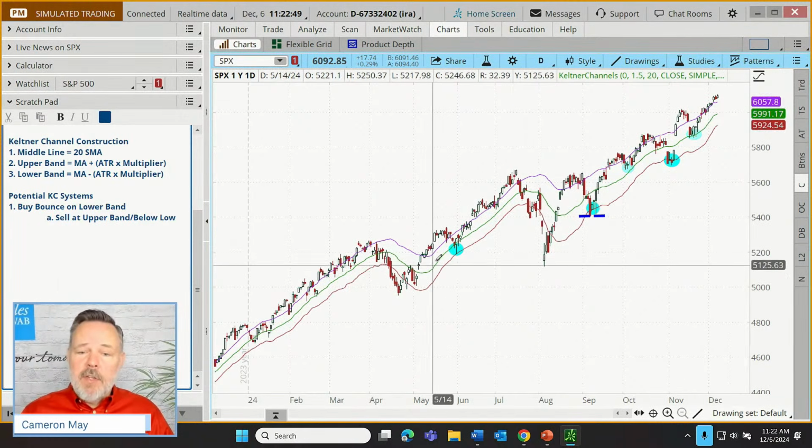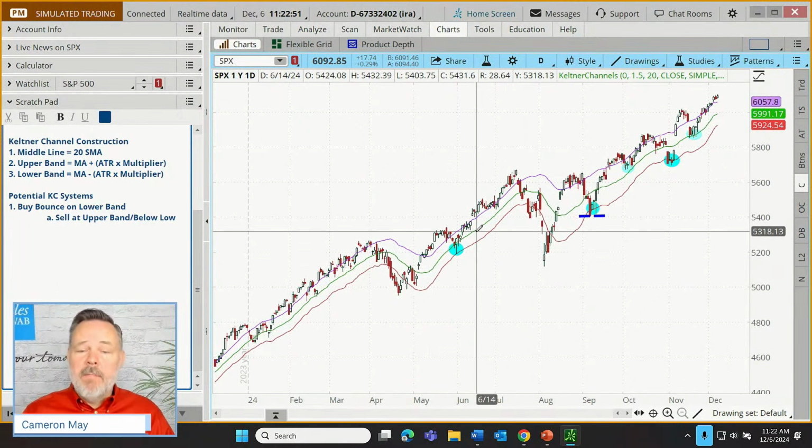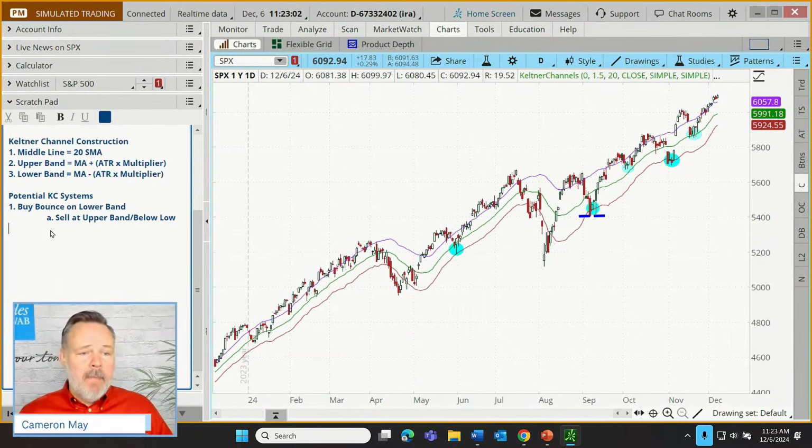Look first of all to the trend as a qualifier for an entry. With an upward sloping moving average, we might be planning a bullish trade. With a downward sloping one, could we be planning bearish trades? Yeah, conceptually, we certainly could. Now, that's one potential system.